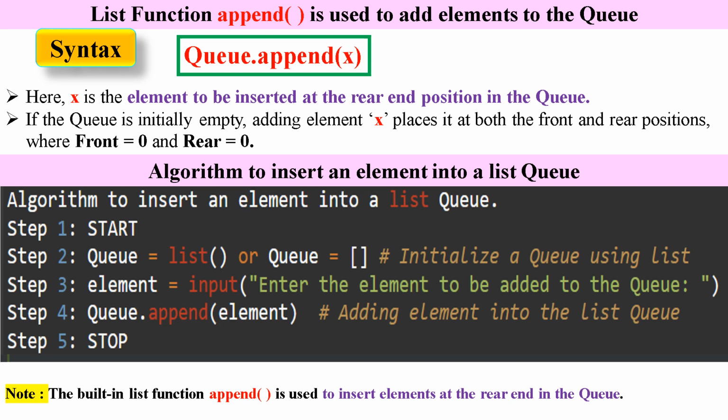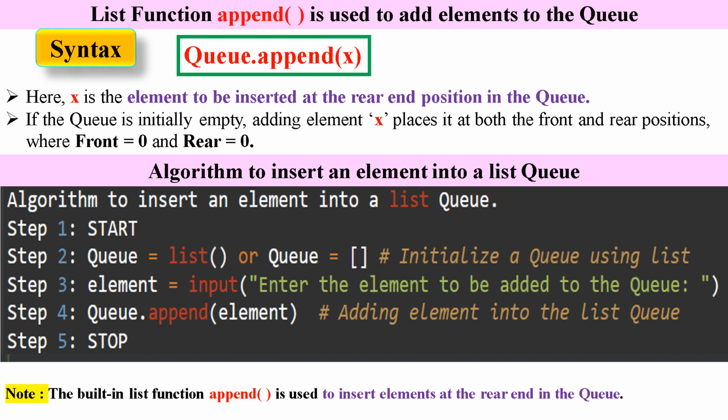Step 3, element equals input("Enter the element to be added to the queue"). In this step, we prompt the user to enter an element to be added to the queue. Input, with the message, is used to display a user-friendly message and collect input from the user. The element entered by the user is stored in the variable element. Step 4. queue.append(element). In this step, we add the element entered by the user to the end of the queue. queue.append(element) is the command responsible for adding the element to the list, queue, represented by the variable queue.